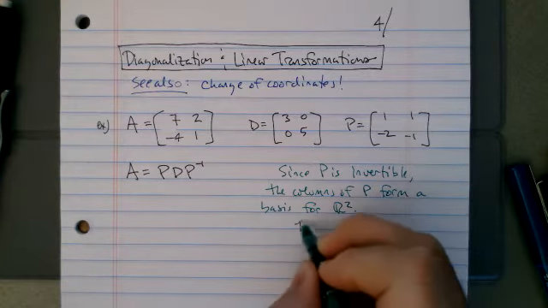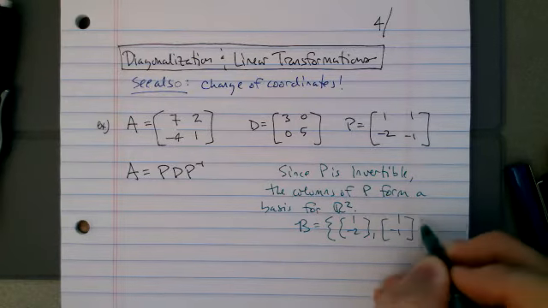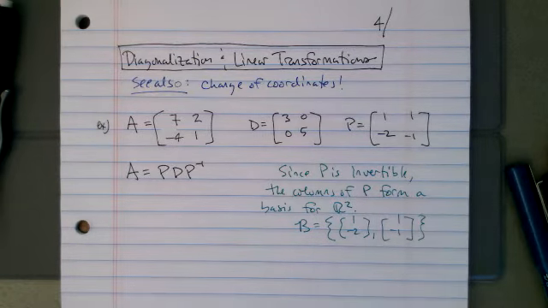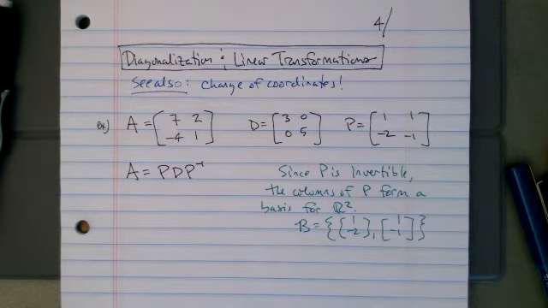I'm going to give it a name. I'm going to call it B. 1, -2, 1, -1. Remember that a basis should always be a set of vectors. So squirrely brackets, and then vectors separated by commas. I made the unfortunate choice not to name these 2 vectors. Oh well. So since P is invertible, the columns of P form a basis for R2.